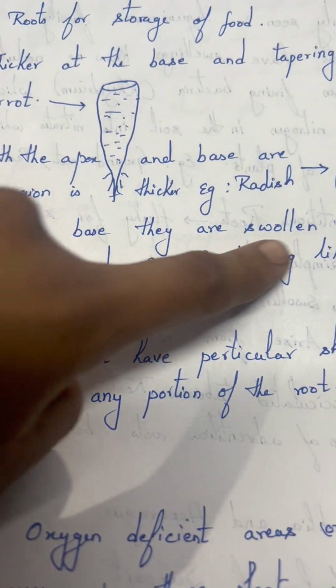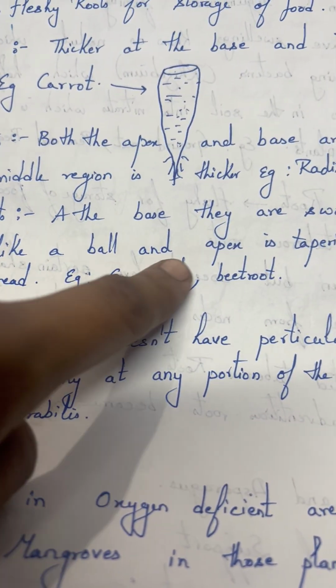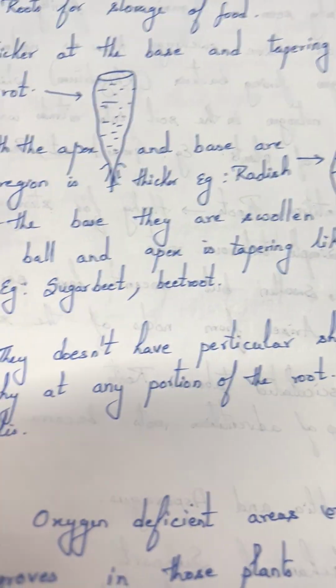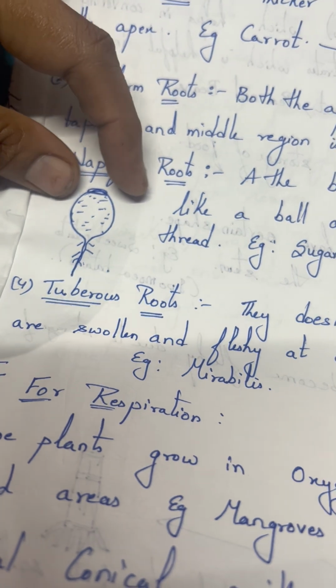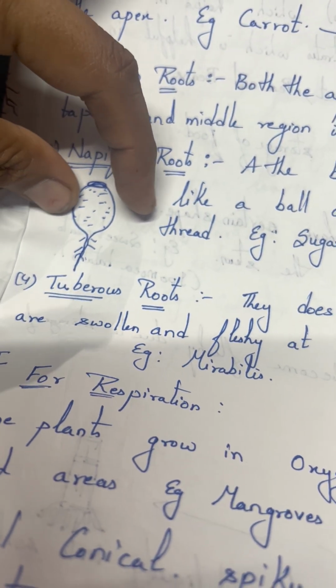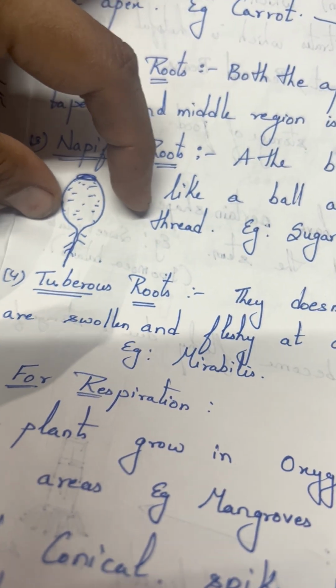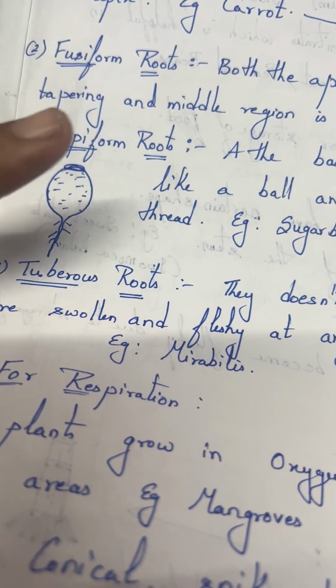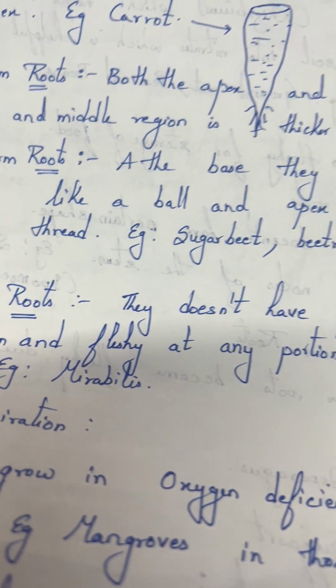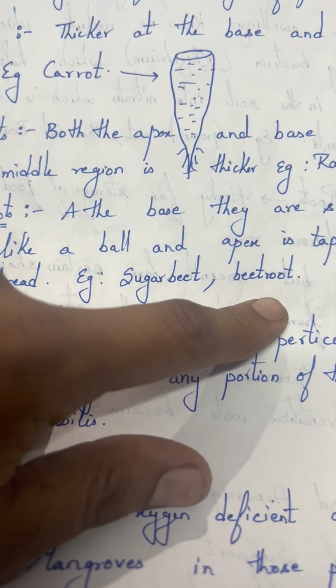Next, napiform. At the base they are swollen like a ball, and the apex is tapering like a thread. See here, the base, the upper region, is like a ball. It is swollen like a ball, whereas the apex is tapering like a thread. That thin it will be. Example, sugar beet, beetroot, etc.